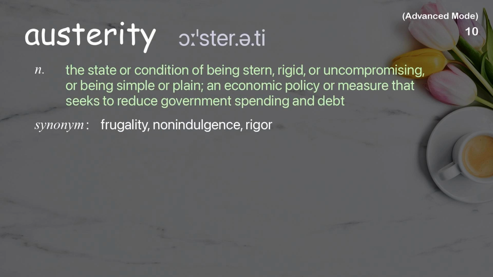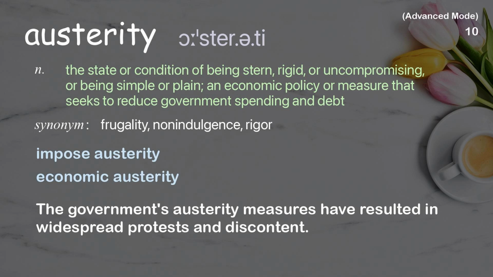Austerity. The state or condition of being stern, rigid, or uncompromising, or being simple or plain; an economic policy or measure that seeks to reduce government spending and debt. Examples: Impose austerity. Economic austerity. The government's austerity measures have resulted in widespread protests and discontent.